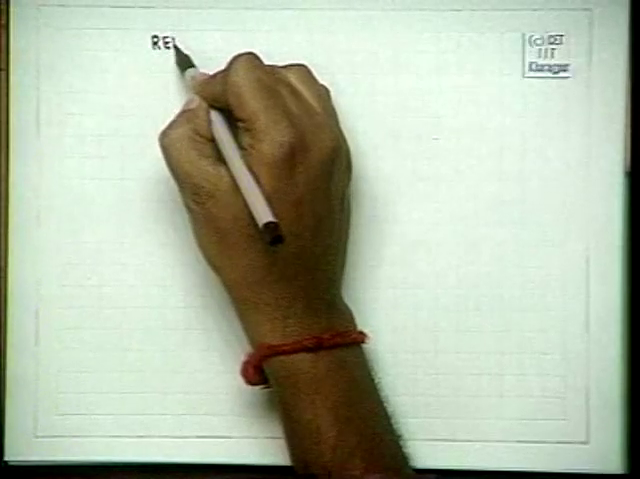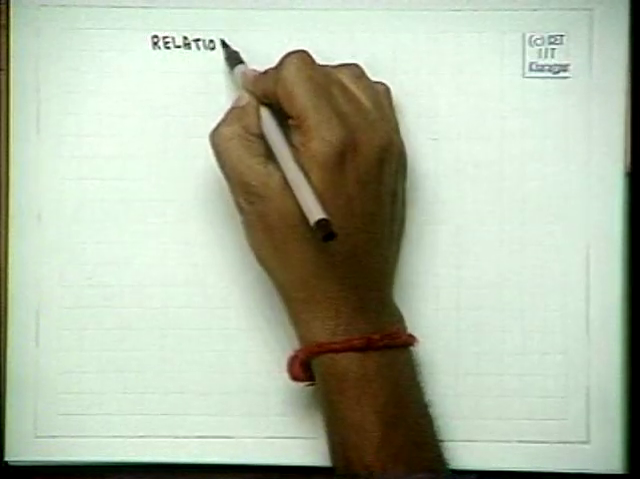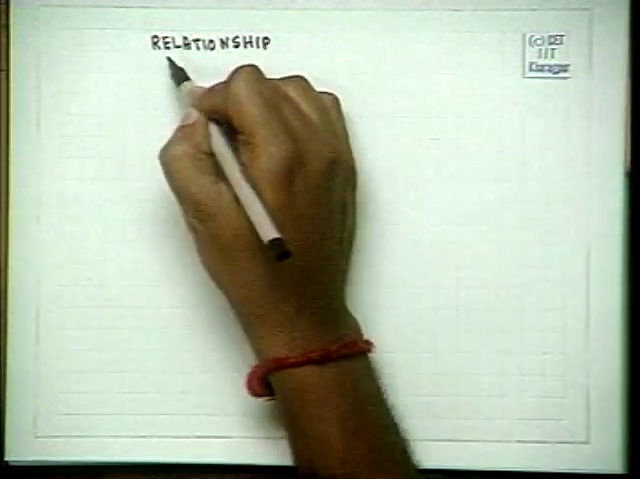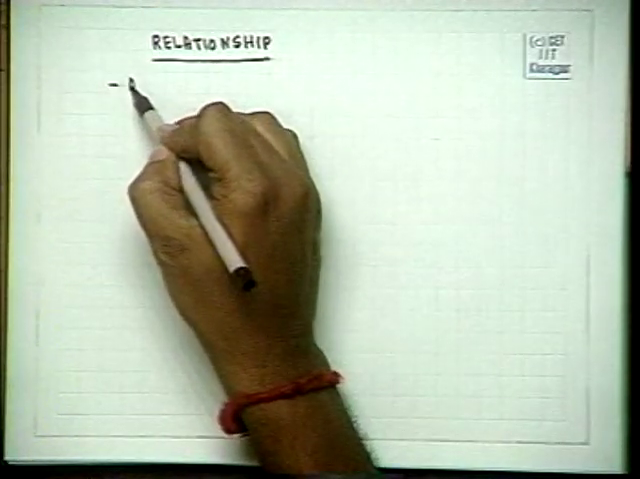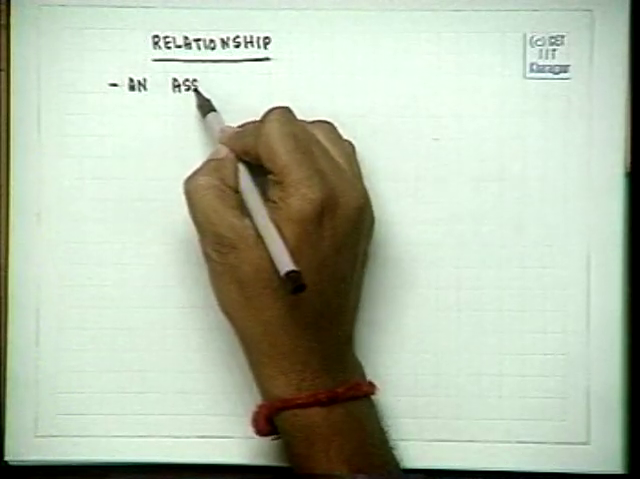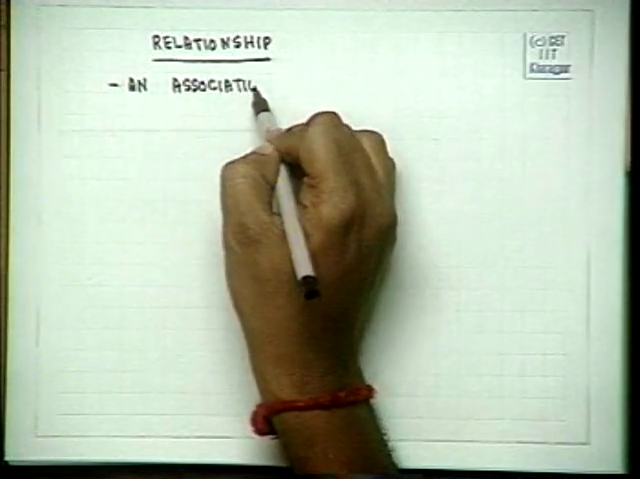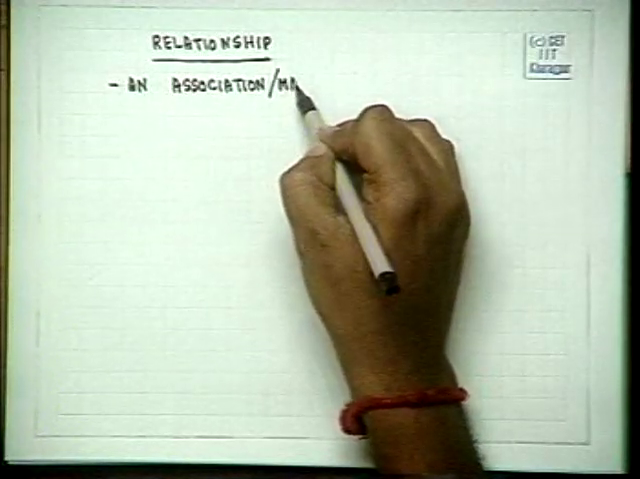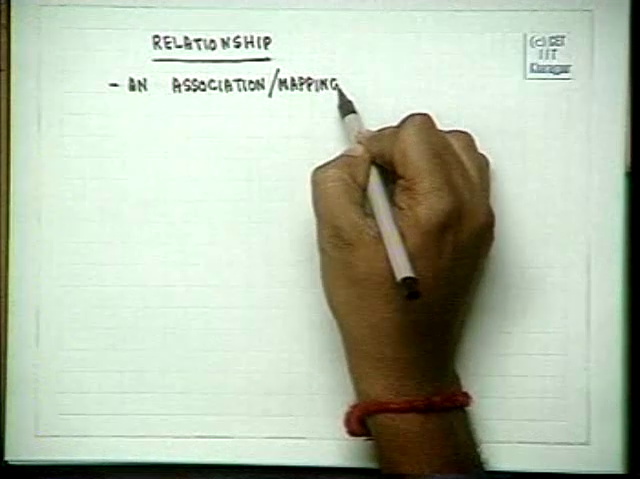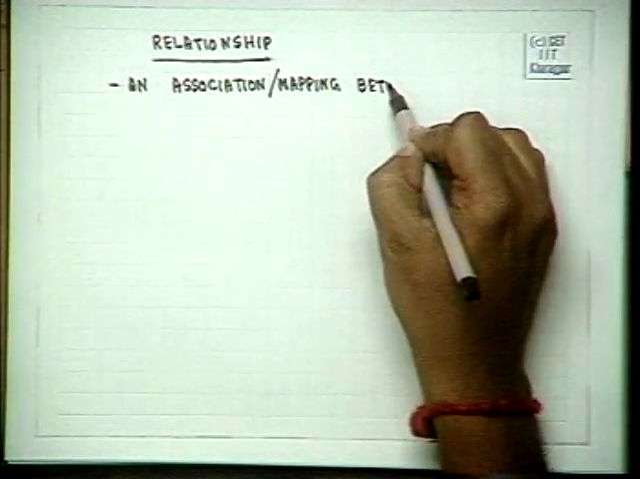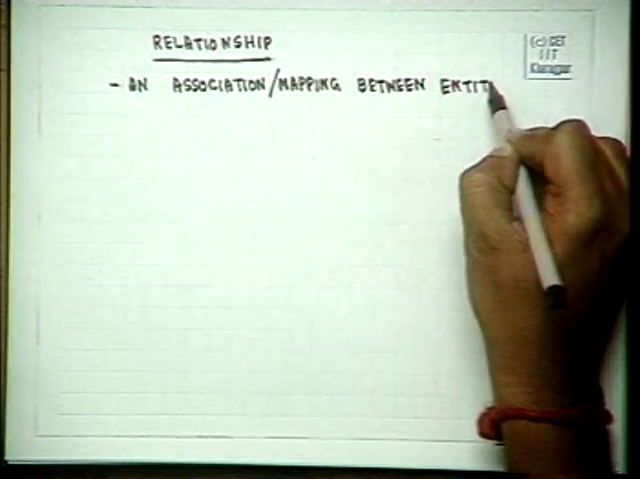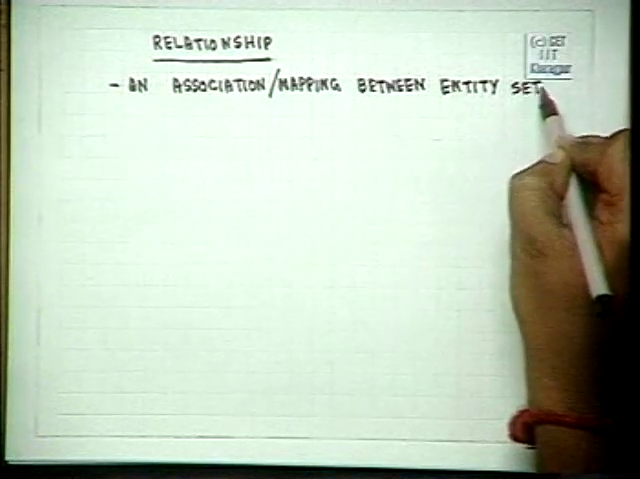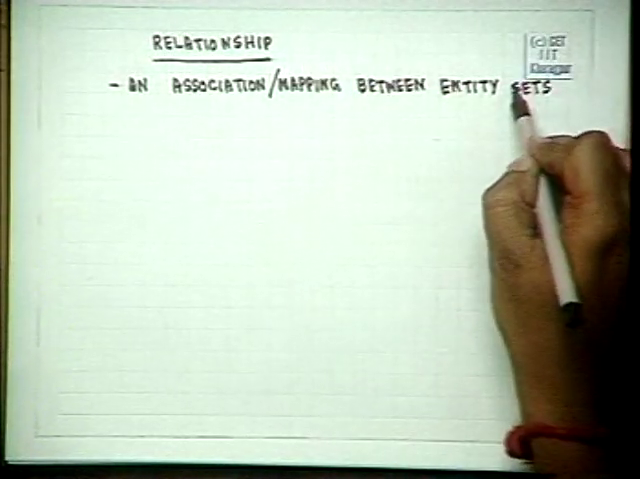So the next important issue which we will have to discuss is a relationship. A relationship is normally an association or mapping between entity sets. Actually, between entities.